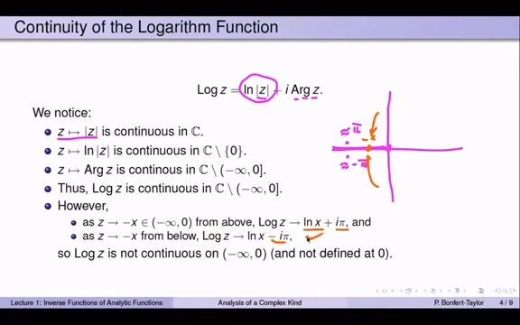And those are clearly not the same, which means the logarithm function, just like the argument function, is not continuous on the negative real axis. And it's also not defined at the origin, of course. In other words, the logarithm function is a continuous function on C minus the negative real axis, and nowhere else. More is true, in fact.